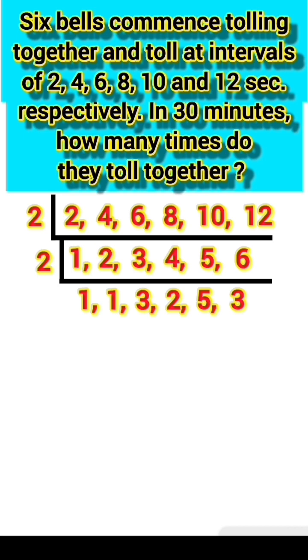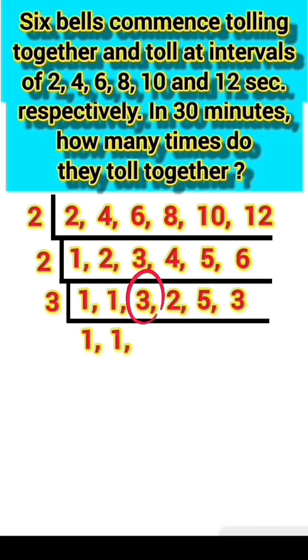Now here we have 1. We write down as it is. The other number 1. We write down as it is. The other number 3. 3 in 3 table, that is 3 ones are 3. The other number 2. We write down as it is. The other number 5. 5 not in 2 table, we write down as it is. The other number 3. 3 in 3 table, that is 3 ones are 3.